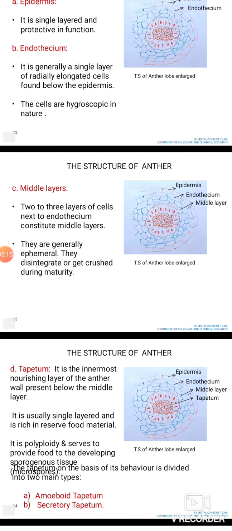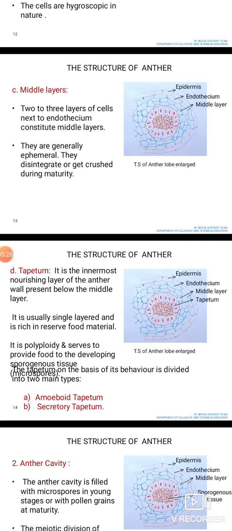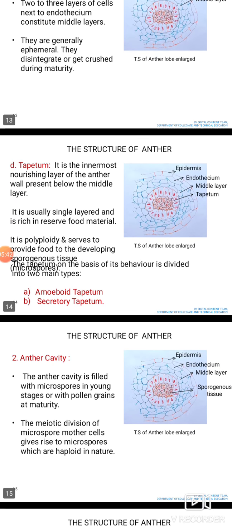The tapetum, which is the innermost layer, is a nutritive tissue present below the middle layer. It is usually single layered and it is rich in reserve food materials. It is polyploid and serves to provide food materials to the developing sporogenous tissue. The tapetum, on the basis of its behavior, is divided into two different types, namely amoeboid tapetum and the second one is secretory tapetum.